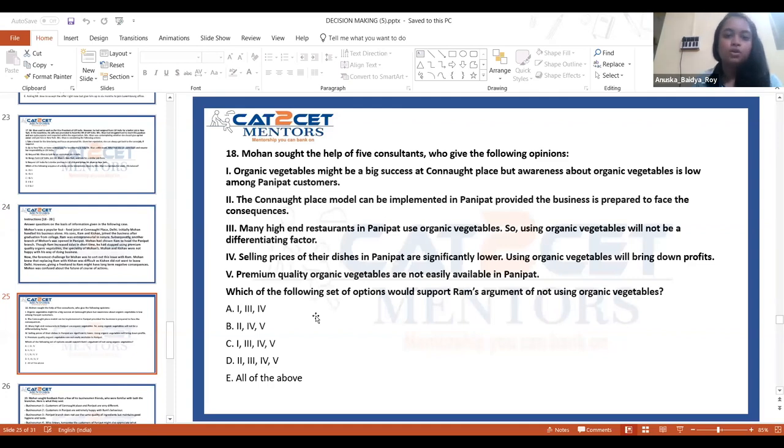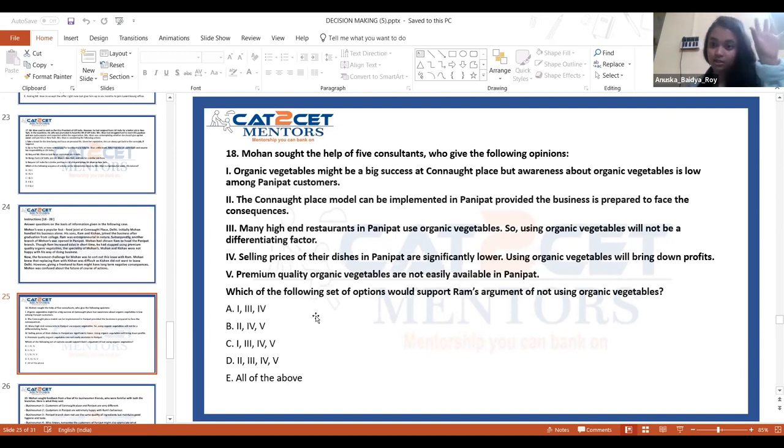Question 18 asks us, Mohan sought help from 5 consultants who give the following opinions. Will I read the opinions first? No. I will read the question. Which of the following set of options would support Ram's argument of not using organic vegetables? We have to support Ram. We do not have to support Mohan.